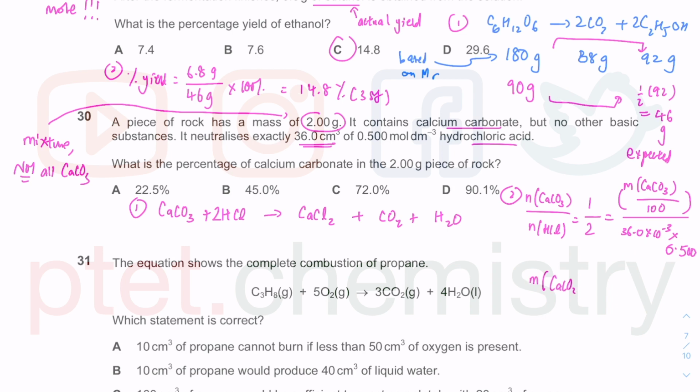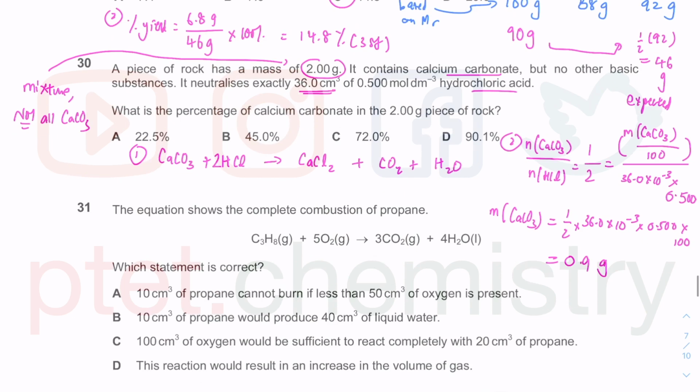Rearrange your equations, and I hope you can see what I'm doing here. The mass of calcium carbonate is going to be equal to half times 36.0 times 10 to the minus 3 times 0.500 times 100, because I'm going to move up the 100 there as well in one single step. So half times 36.0 times 10 to the minus 3 times 0.5 times 100, I get 0.9 gram.